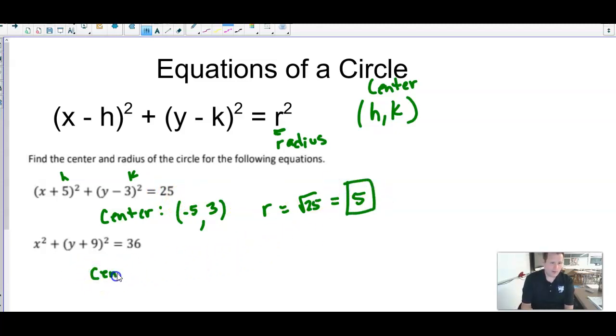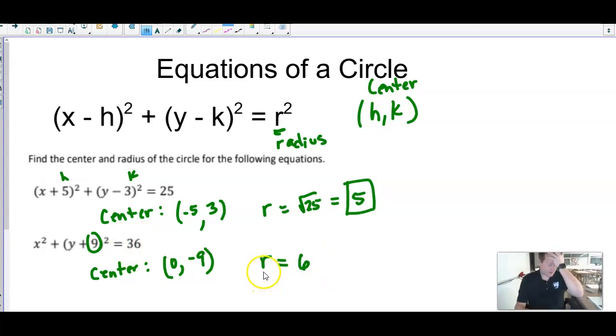For this lower example, if I don't have anything there, I go 0 with the h. And then my k would be -9, because it's the opposite of the sign here. So the center is (0, -9). And then for my radius, I'm going to square root 36, which gives me 6. Again, 6 squared gives me 36. So we're just identifying radii and centers here.